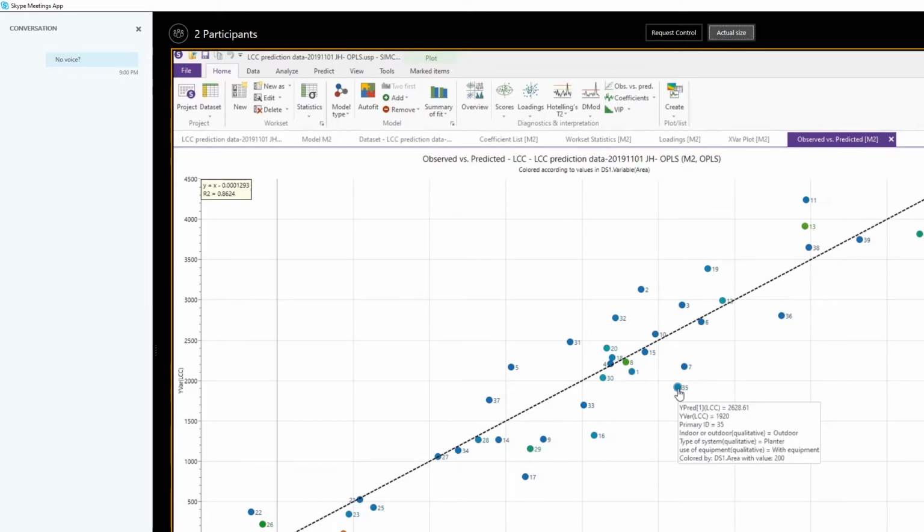So this is basically saying the predicted value is say 2,600, but the actual value was 1,900, right? So is it okay to be out by 700? Is that an okay value to be wrong by? So that's really the question you need to be asking, and does it help?